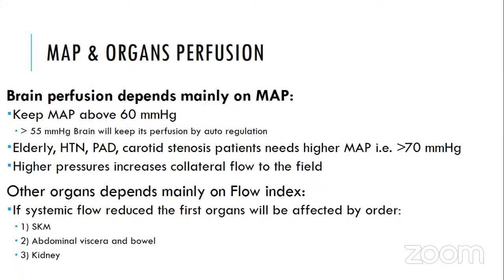Other organs depend mainly on the flow index. If systemic flow is reduced, the first organ to be affected is in this order: skeletal muscle, then abdominal viscera and bowel, and lastly the kidneys.